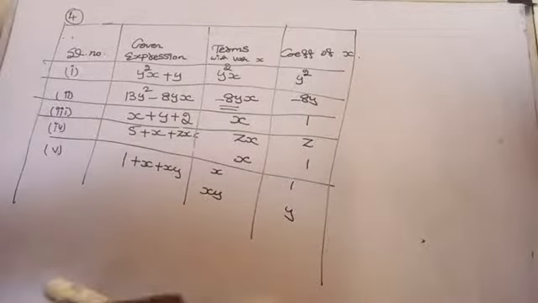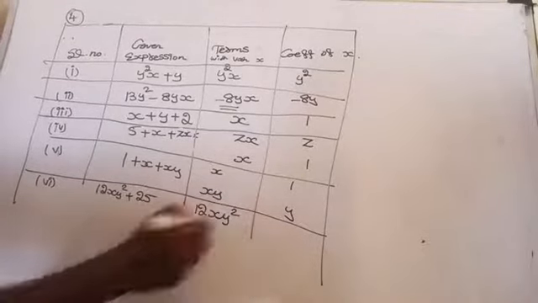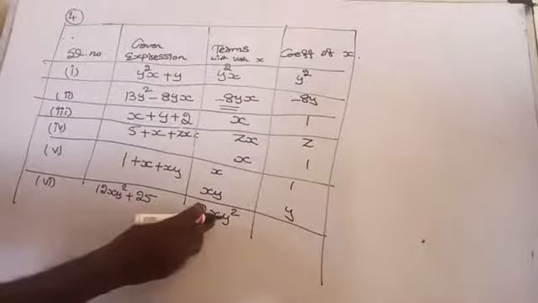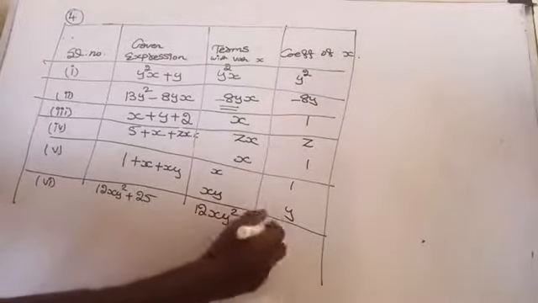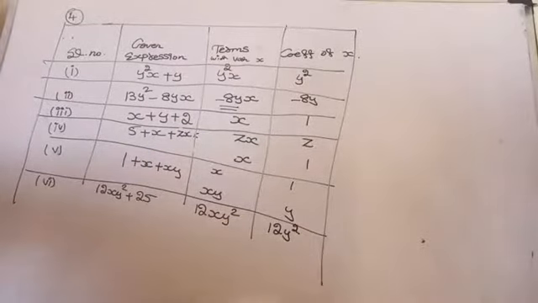And then here, the sixth part: 12xy square plus 25. First you identify the term which contains the variable x. Here we have two terms. One is a constant term, and the other is 12xy square. What is the coefficient of x? Leave this x alone. What is left out? 12y square. Then that will be the coefficient. Are you getting there? Yeah.